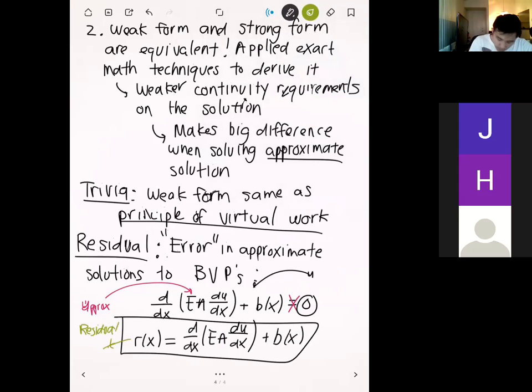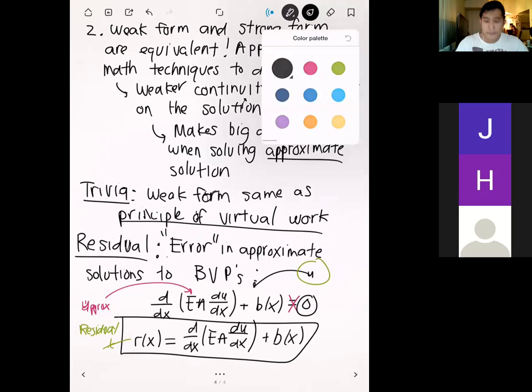Obviously, if we have an exact solution like we have right here, this residual is going to be equal to 0. But for cases where we don't have an exact solution, we have an approximate solution instead, this residual is going to be not equal to 0. And we'll define this a lot better once we do an example later on. But I just want to introduce the idea before we jump into heat transfer. Are there any questions on this?